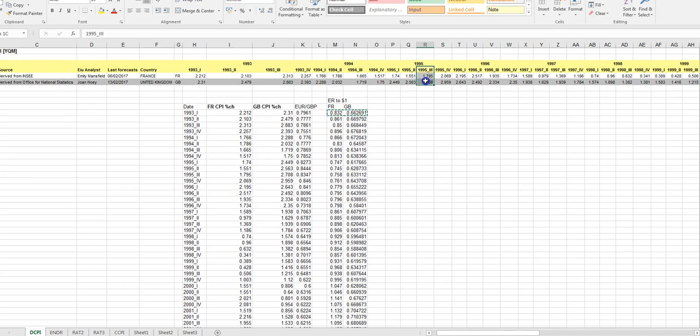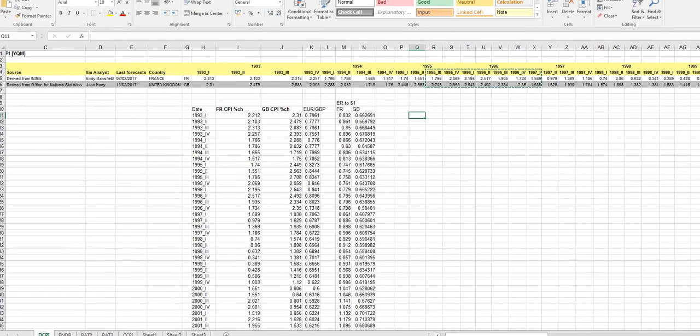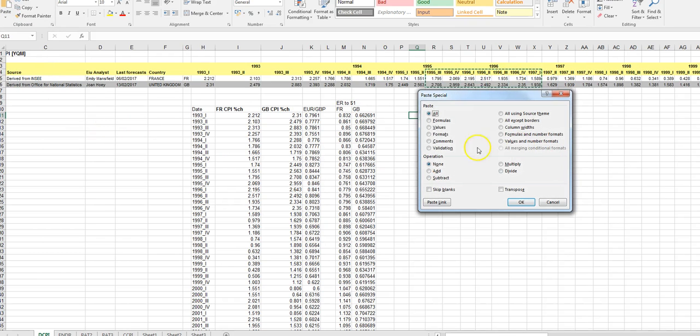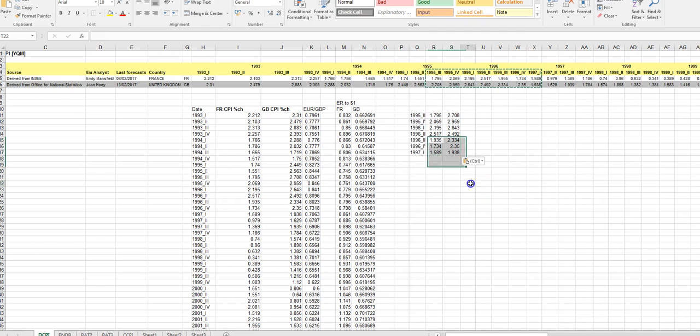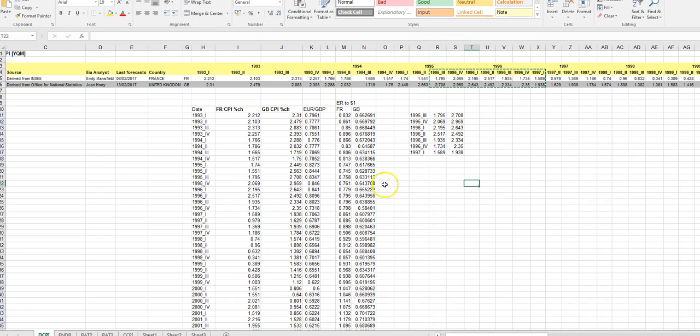You must do it carefully, and it is simply that you block it, Control C, you then go to the square you want to start, and then you go on to here, paste special, values, transpose, like that, and then you get the values like this. So that's what I've done here, and that collects the values. Then I want to process them.